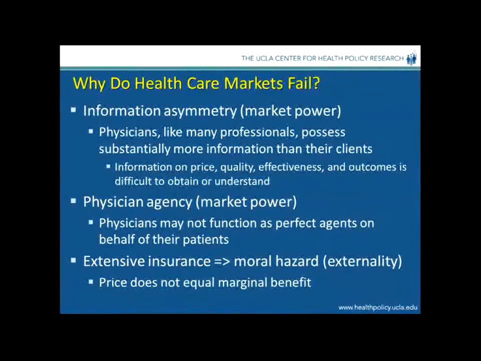A third source of market failure is what I referred to a few minutes ago, which is the fact that there's extensive insurance for healthcare services. Now, some of the pioneering work in health economics was done back in the early 60s, specifically an article written in 1963, I think it was, that talked about moral hazard. And moral hazard is, in a sense, a form of externality.